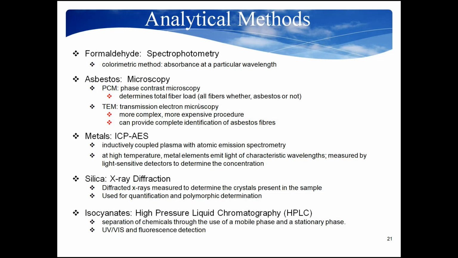For metals, it's ICP-AES. Silica is X-ray diffraction. Isocyanates is HPLC. So you really need to know what you're sampling, how you're sampling it, and then that'll determine which methods you're going to be using. The labs out there will help you if you have questions on what to sample with and which analysis to use.